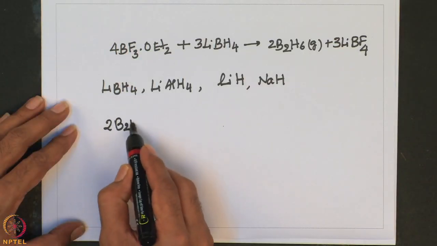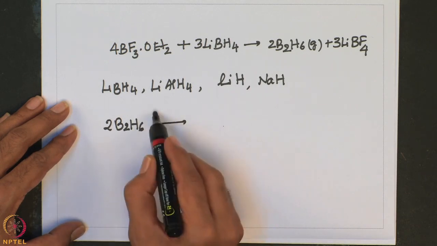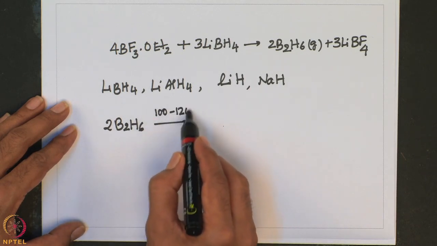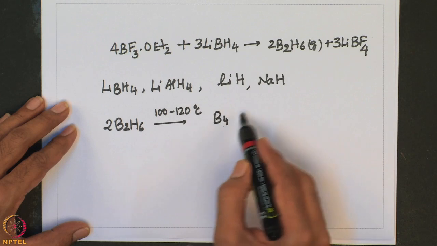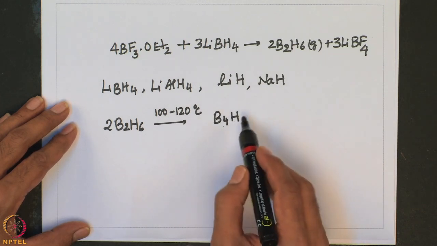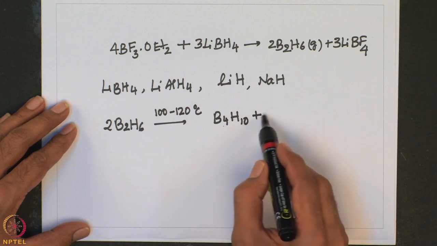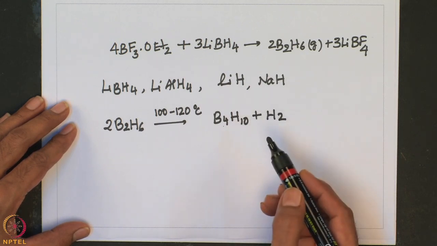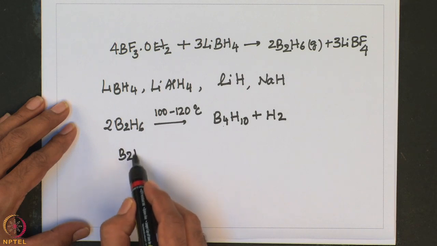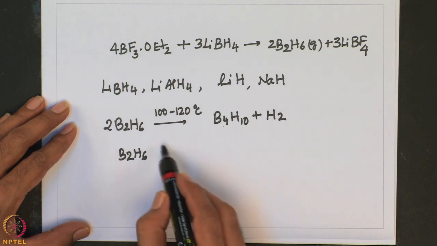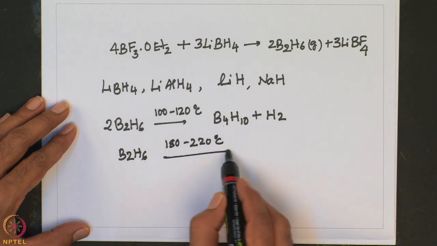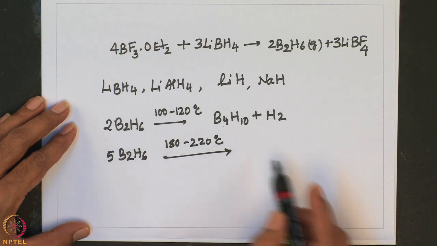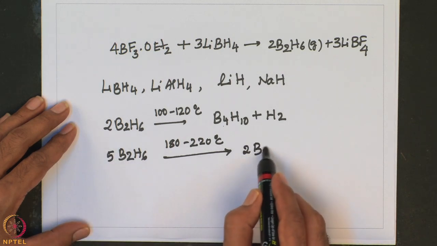For example, B2H6 on heating at a temperature of 100 to 120 degree centigrade leads to the formation of B4H10 plus H2. Instead, if diborane is heated to a temperature of 180 to 220, it leads to the formation of B5H9.